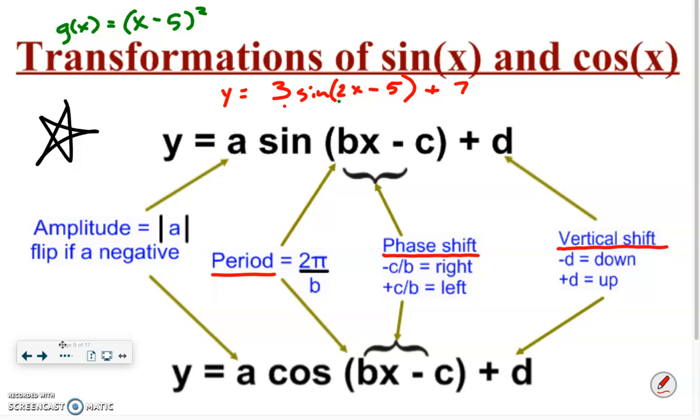As far as the phase shift goes here, it looks like C is 5 divided by B is 2. Looks like we're going over 5 halves. We're going over 2.5. Okay? So we've got a lot more to come on that.